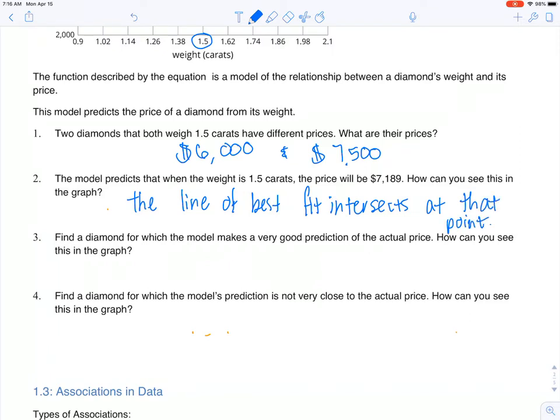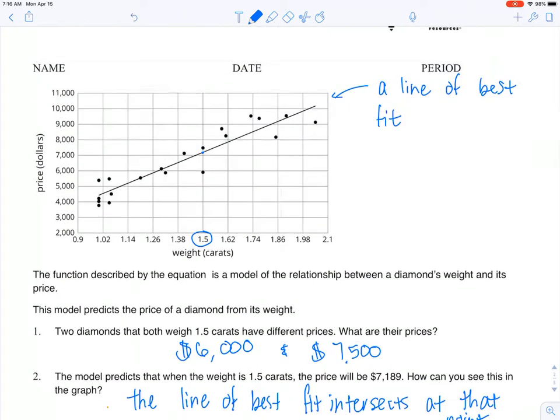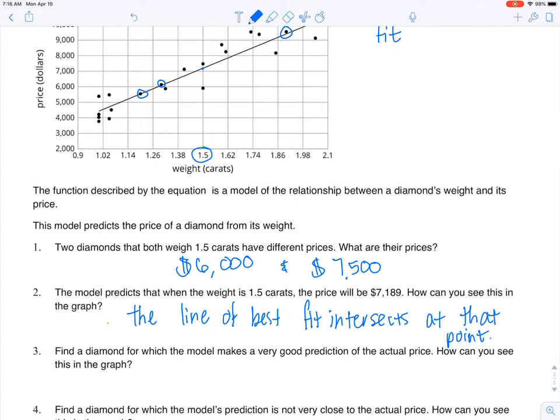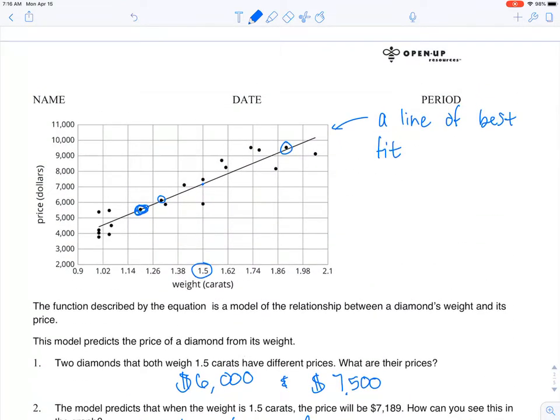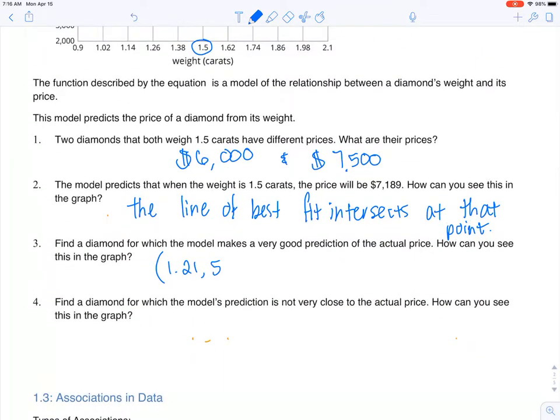Find the diamond for which the model makes a very good prediction of the actual price. How can we see this? Well, if you look, there's probably like 3 we can use. One here, and one here. Let's focus on this one, which is about 1.21 carat size and $5,500. This is because it's closest to the line of best fit.